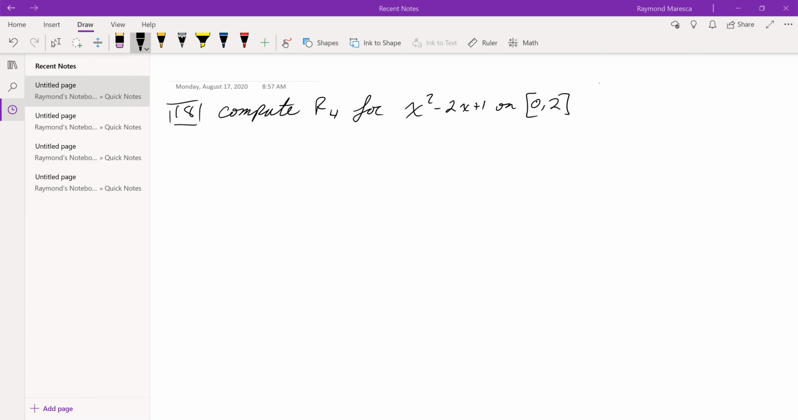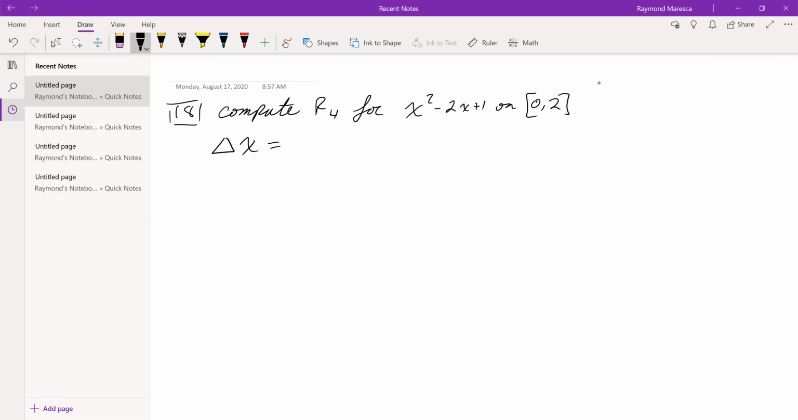Hi everyone. In this video, we're going to be working through two problems. The first is number 18 in section 1.1 of the text. We're asked to compute R4, the right endpoint approximation for the function x squared minus 2x plus 1 on the closed interval 0, 2. So the first thing we should do is compute delta x.